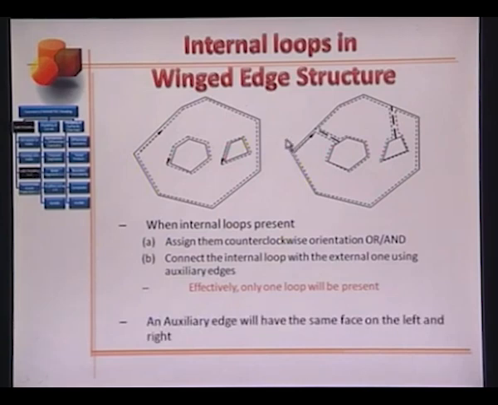In the winged edge data structure, one should note that an auxiliary edge will have the same face on the left as well as on the right. In other words, it will be the same face as the two faces which will be incident on the auxiliary edge.